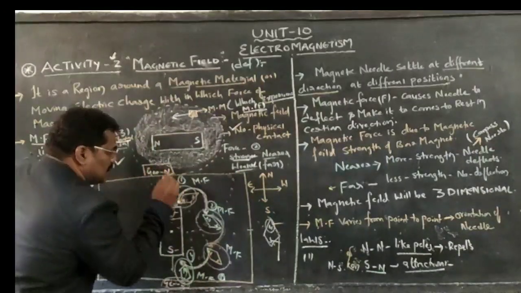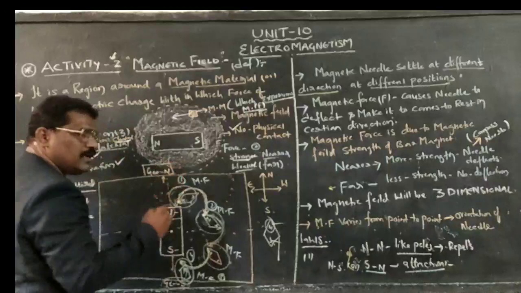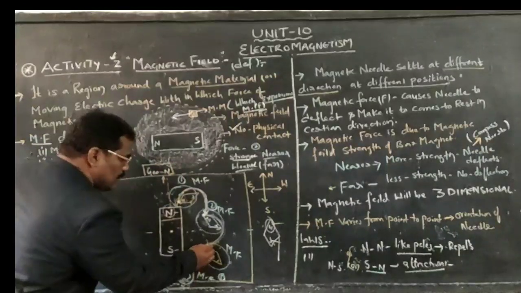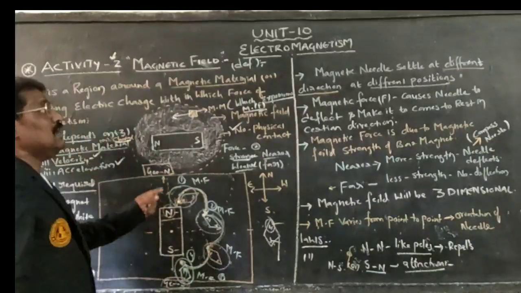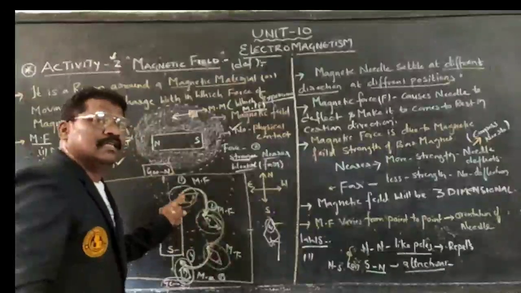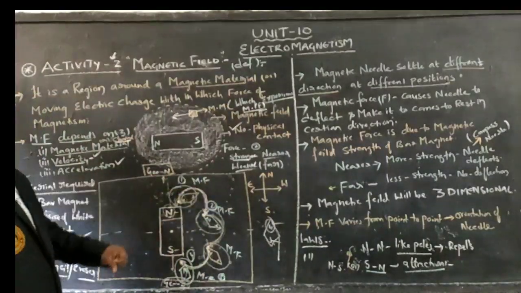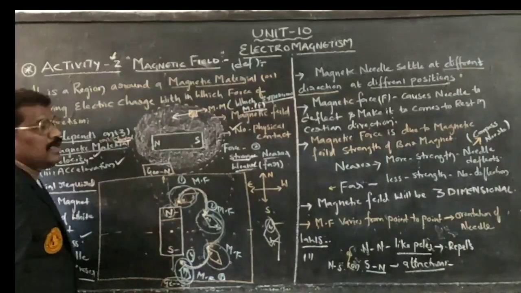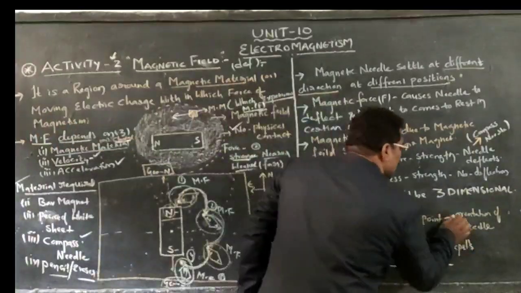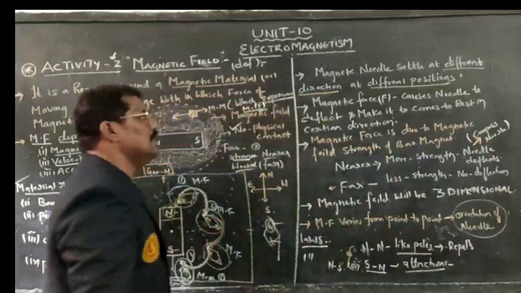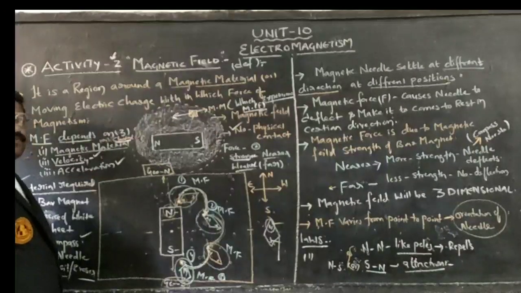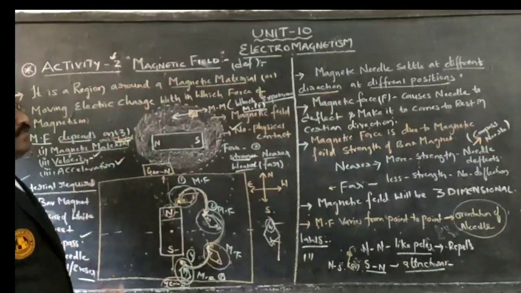If you take it from here, this is the first position, this is the second position, and again, this is the third position, this is the fourth position. The magnetic field settled at different directions and different positions can be easily identified based upon the orientation of the needle. That particular point we are identifying.